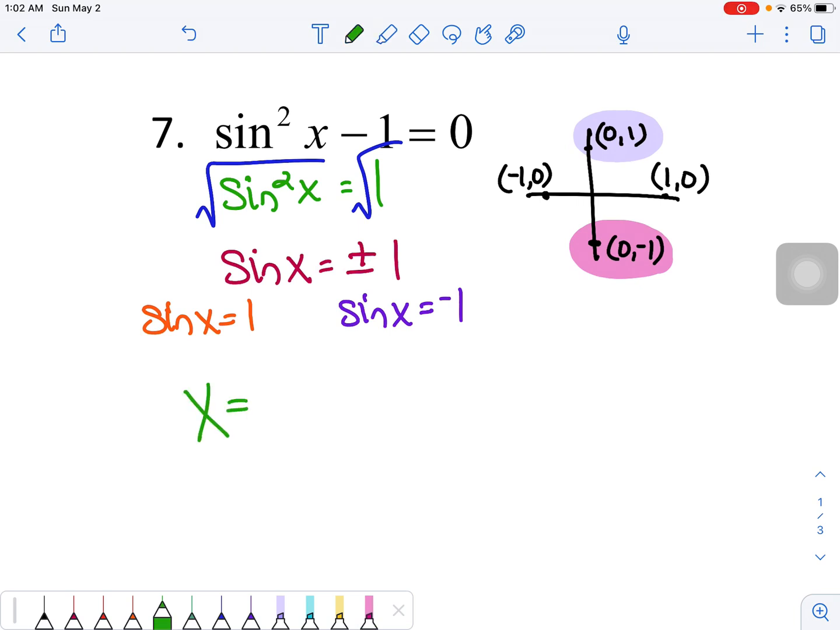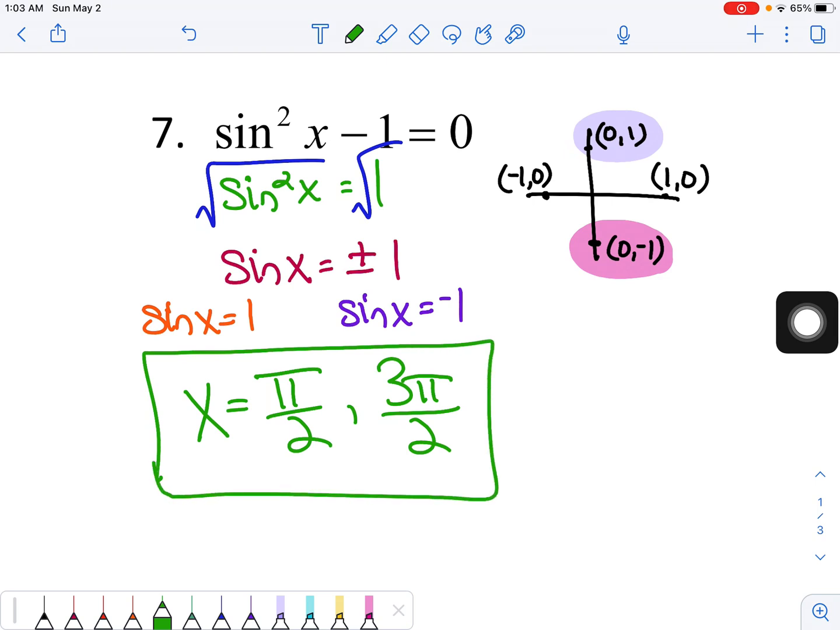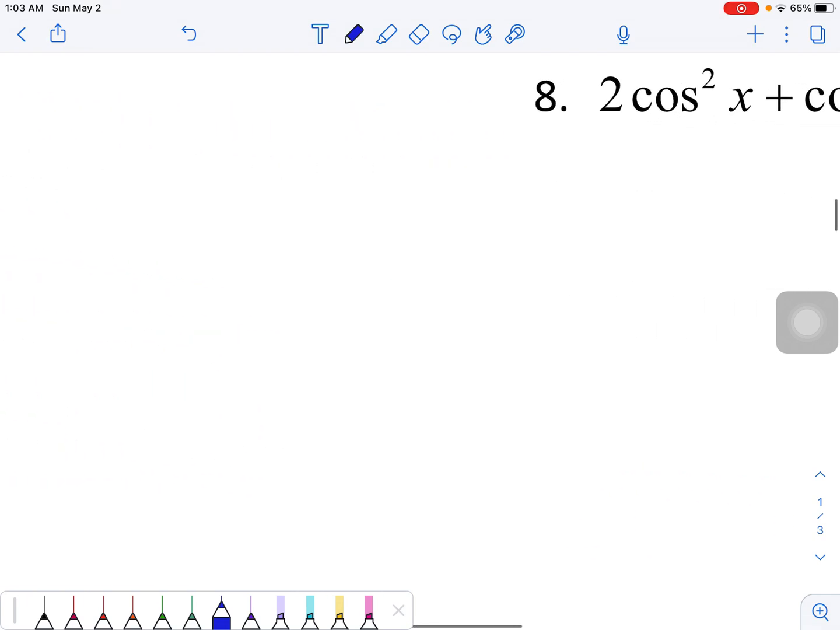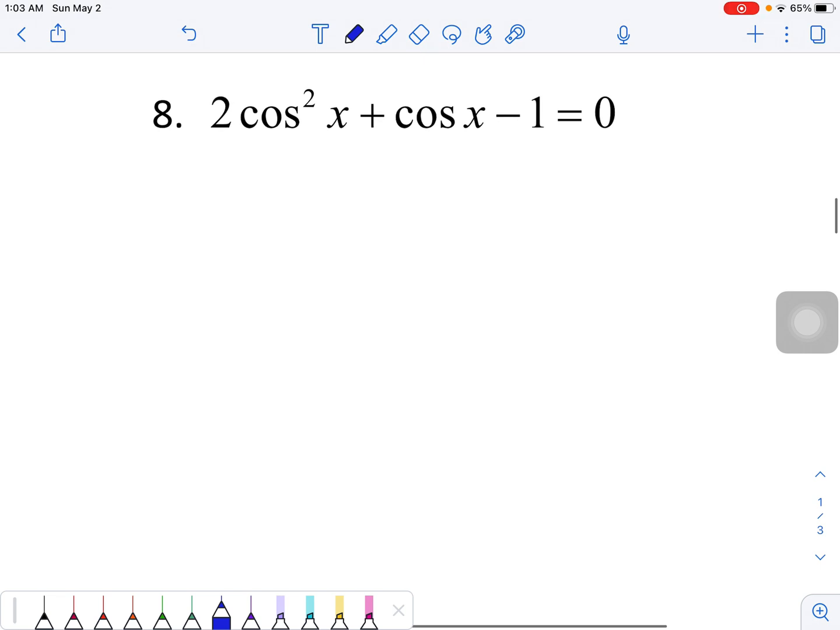So we know that x is going to equal pi over 2. That's the purple point up here. And x is going to equal 3 pi over 2. That's kind of the pink point down here. So those are your two answers for that problem for number 7. So number 7's done. I'm going to go ahead and slide on over to number 8, and this will be the last problem for this page.